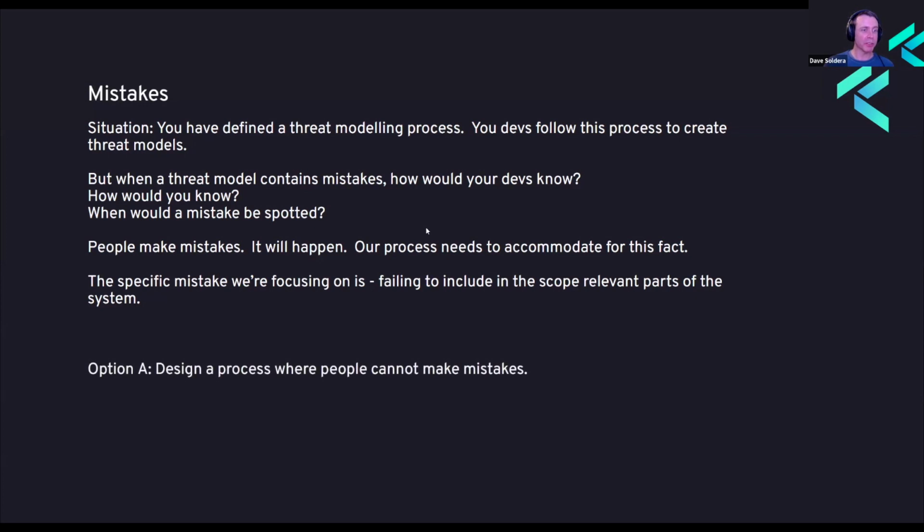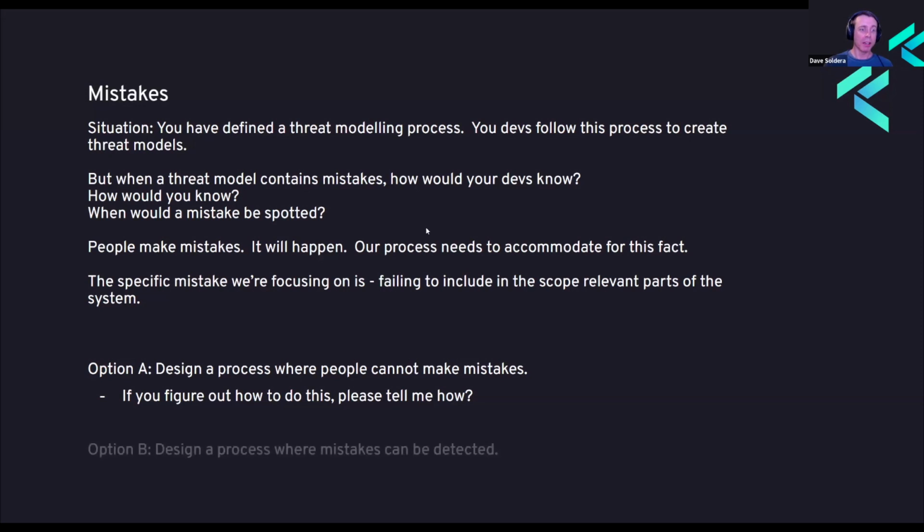So what are our options, right? Option A, let's design a process where people cannot make mistakes. If you figure out how to do this, please tell me how. I have no idea. On the other hand, option B is, hey, let's design a process where mistakes can at least be detected. Now, there certainly are other options for solving this problem, but I'm just going to focus on the detection approach.